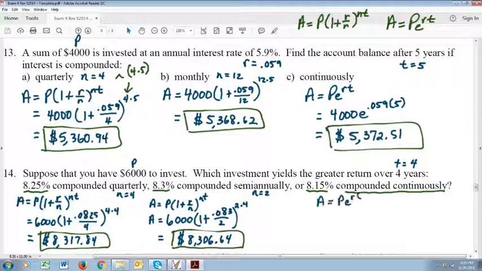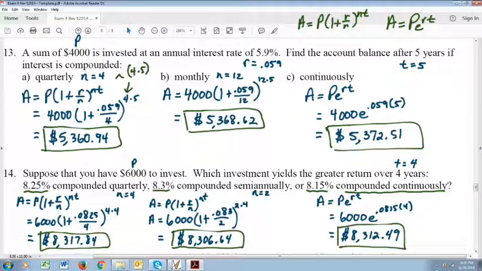And notice the last case here is compounded continuously at 8.15%. So we are going to use the Pert formula here. So you should plug in the numbers just like I did here, and you get $8,312.49. And so it looks like the best investment would be the first one here. Alright, and that's going to be the end of this video, and then we'll have one last one.